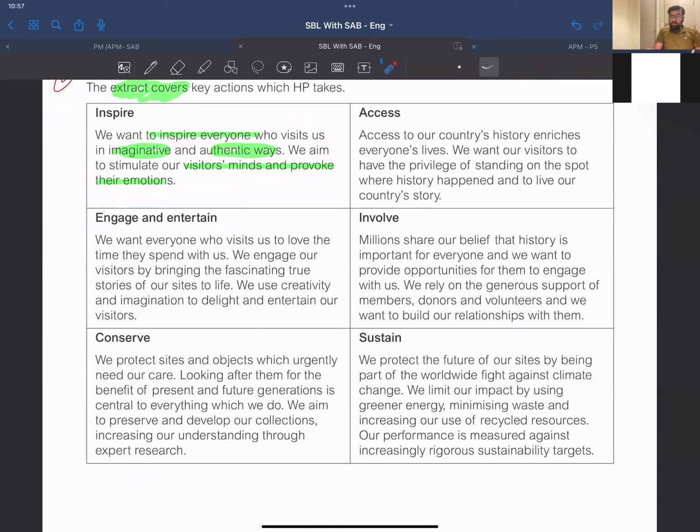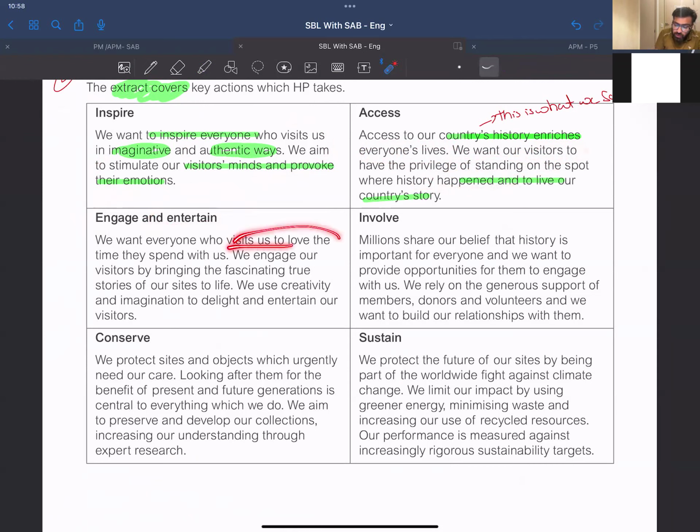Okay. Then we have assess. Now, what's assess? History. Yeah, this is what we sell, right? Everyone lives. We want our visitors to have the privilege of standing on the spot where history happened and to live our country's story.